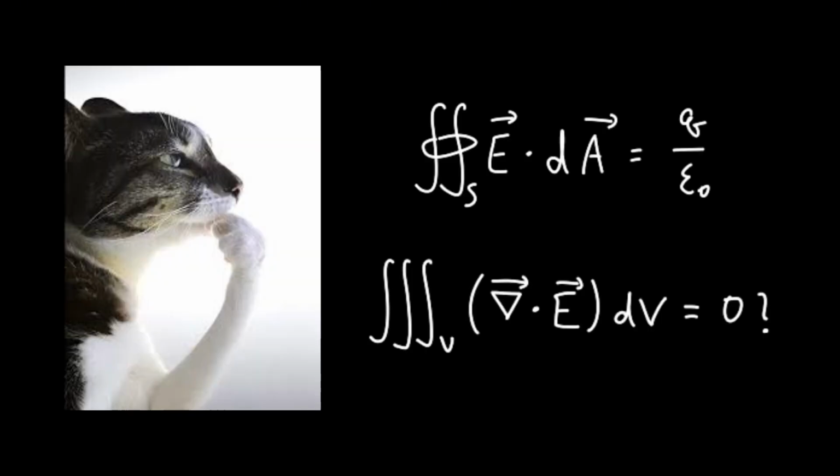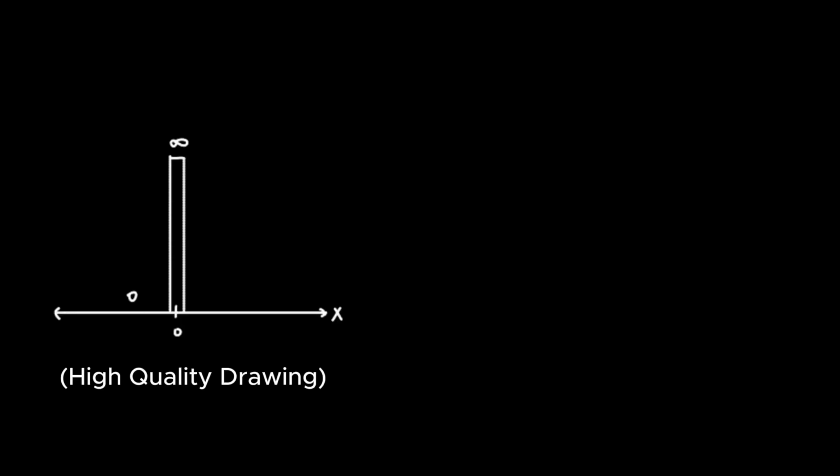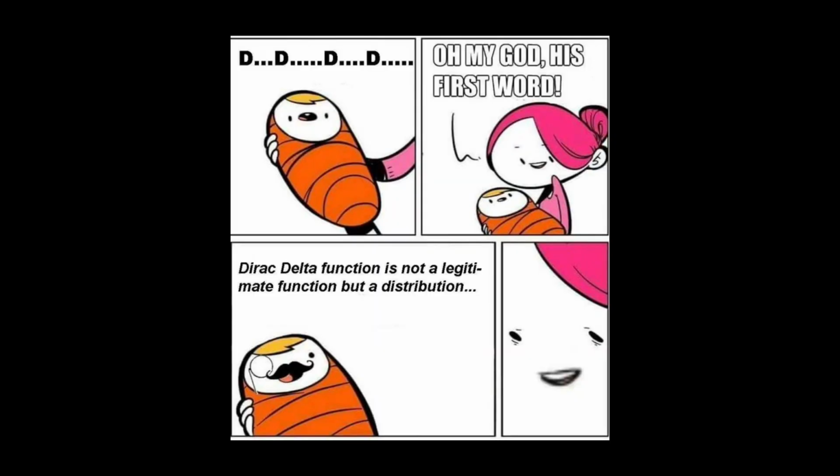But wait, doesn't that mean the right-hand side of this equation is equal to 0? That's where our problem comes. To solve this, we need to look at something called the Dirac delta function. The Dirac delta function isn't actually a function. Mathematicians call it a distribution, but for our purposes, we can treat it as one.